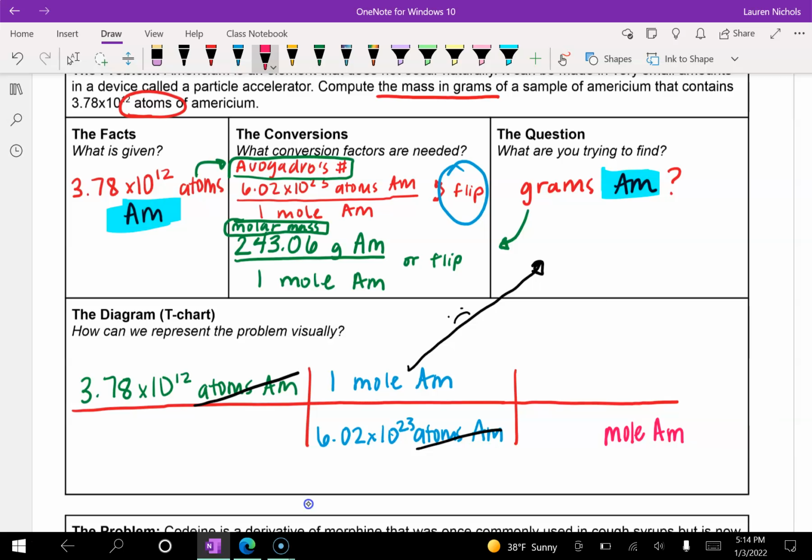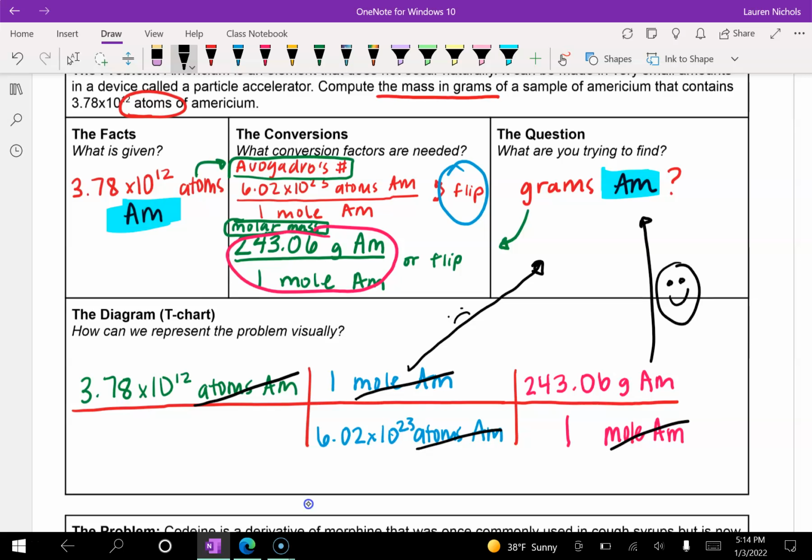But if we look, molar mass also has moles of americium in it, and it's already in the denominator, and it has grams at the top, which is good because that's something different. So if we put 1 mole of americium at the bottom and 243.06 grams of americium at the top, we can see that moles of americium is in the numerator and denominator, so it will cancel out, and grams of americium matches what we're looking for, so that means we're ready to put things in our calculator.